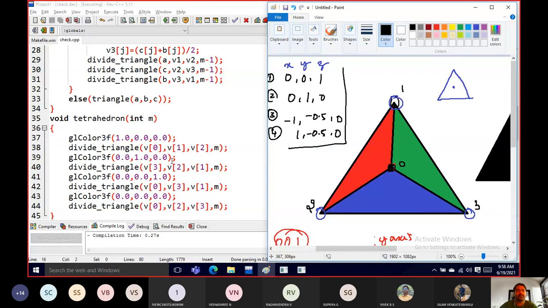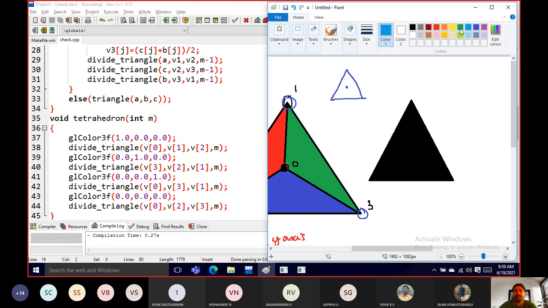Which are the vertices you need to look into now? The vertices are 3, 2, 1. That means the base one. The base one is meant to be green, but I made it black here. All right, so for the base, no issues, we'll just fill it in with green.